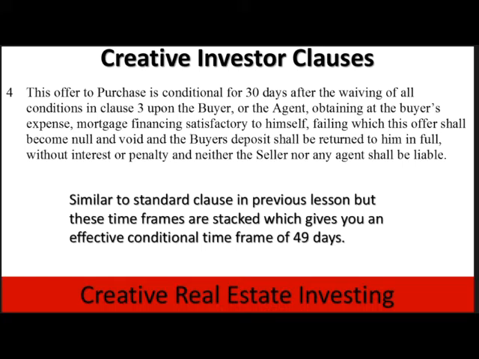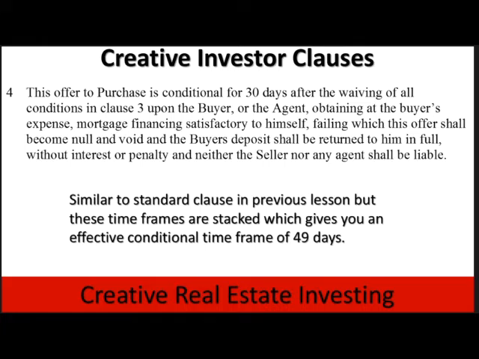Now, it's similar to the standard clause in the previous lesson, but these time frames have been stacked. So in reality, we asked for 5 days to get the information, then we asked for 14 days to review it and approve it, and then an additional 30 days for our financing. So in total, we have 49 days for this property to be tied up for diligence.